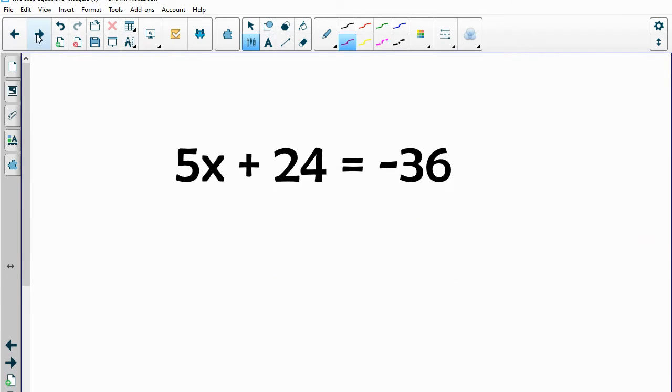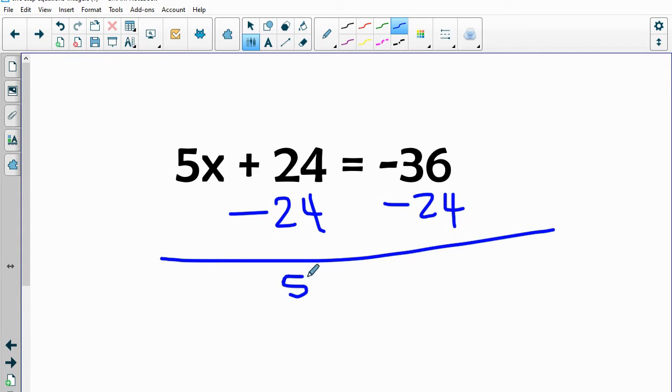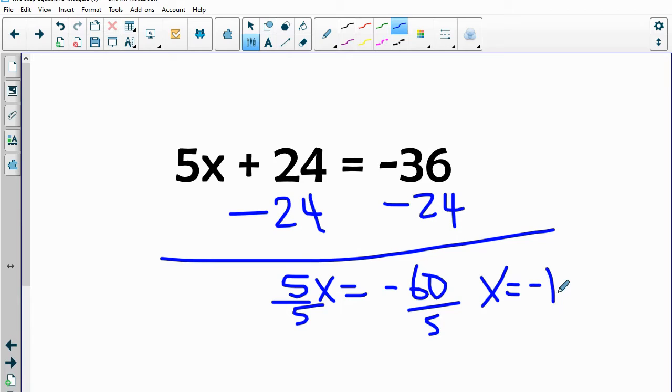All right, keep moving. 5x plus 24 equals negative 36. To solve this one, we are going to subtract 24 from both sides. We end up with 5x equals, and since you've got negative 36 minus 24, you're going to end up with negative 60 on that one. And when you divide the negative 60 by 5 on our second step, we end up with x equals negative 12.